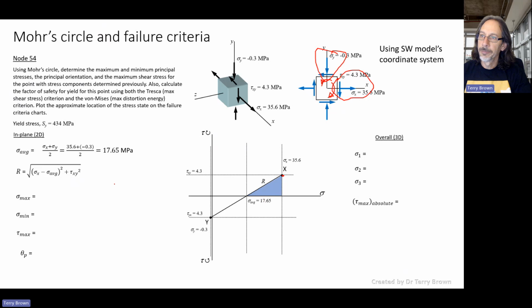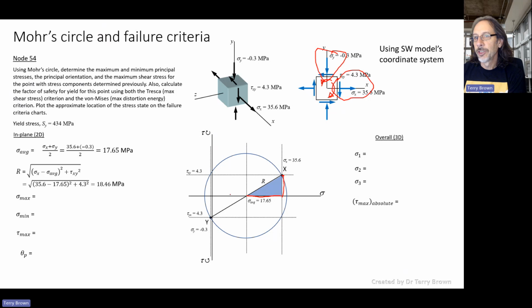The order I've done it here is to work out the radius, and it's just the square root of the sum of the squares of the sides. So the length of this bottom side here is stress x minus the average stress, all squared, plus the shear stress, all squared, the square root of that. Just Pythagoras, that's all it is. And we get the radius is 18.46. Then we can draw in the circle, which is known as Mohr's circle.